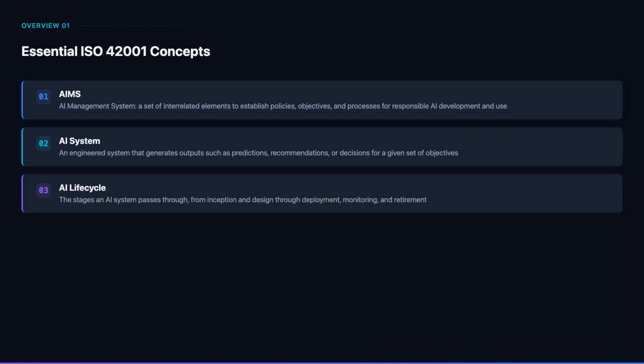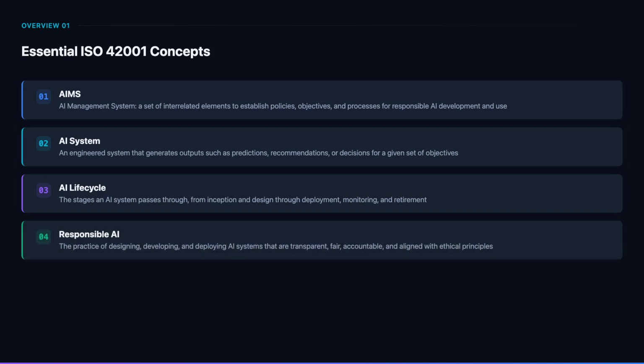The AI lifecycle encompasses all stages an AI system passes through, from inception and design through development, deployment, monitoring, and eventual retirement. Understanding this lifecycle is central to ISO 42001. Responsible AI is the practice of designing, developing, and deploying AI systems that are transparent, fair, accountable, and aligned with ethical principles. ISO 42001 provides the framework to operationalize responsible AI across your organization.